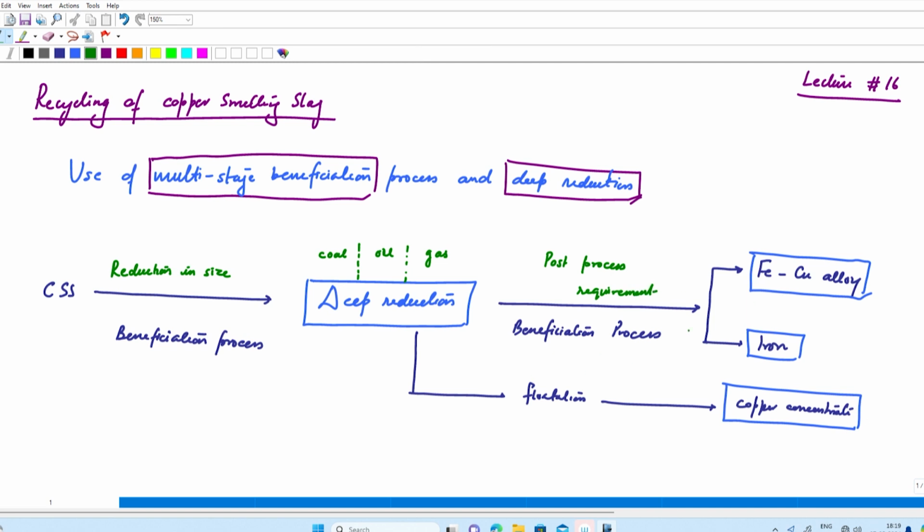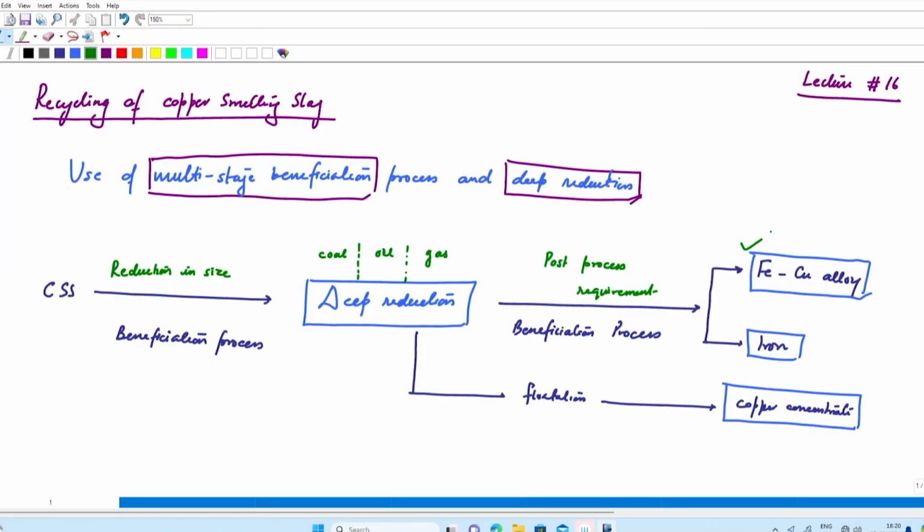This really helps us in getting various types of products. So if we are going into extraction of specific materials, for instance, if we are interested in iron only, then magnetic separation becomes important. At times, if we are interested in getting copper concentrates, then flotation process can be done. So depending on various types of products that we are getting, we can employ different types of beneficiation processes that are following after the deep reduction stage itself.